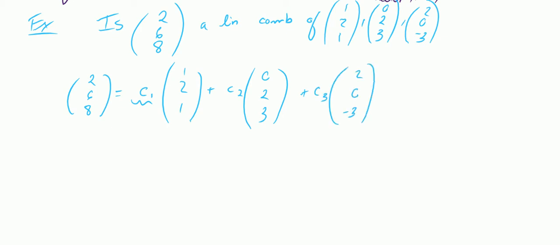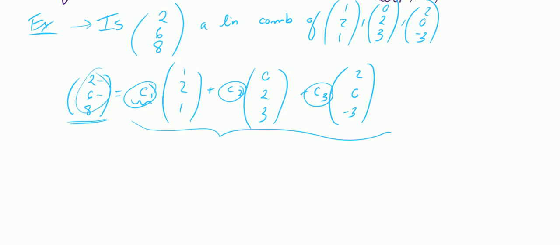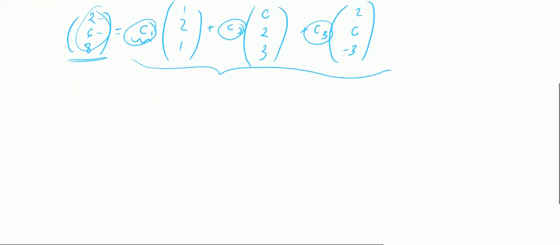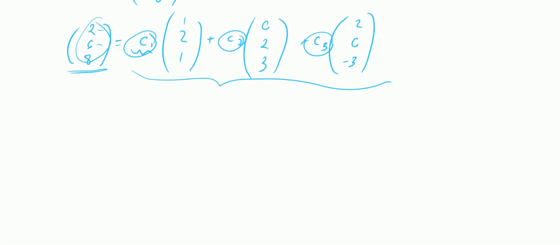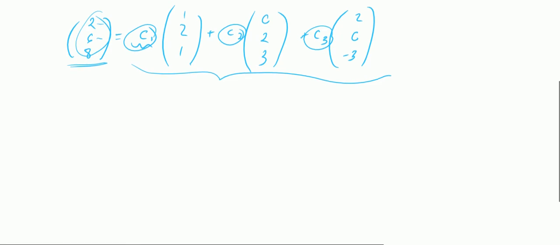In effect, what I'm asking is, can I find scalars c1, c2, and c3 such that these three things added together will give me the vector 2, 6, 8? The easiest way to do this is to create a system of linear equations and put it into a matrix. So let's create a system of linear equations.